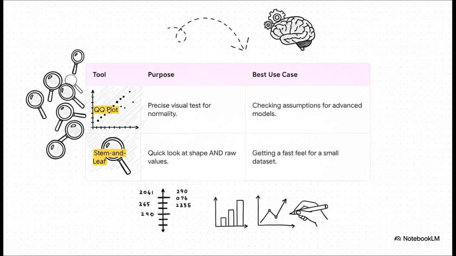Let's just break it down one last time. You're going to reach for the QQ plot when precision matters, when you absolutely need to check for normality before you run a big, important statistical model. But you'll use the stem and leaf plot for smaller sets of data, when you just want a fast initial feel for how things are laid out without losing sight of the original numbers.